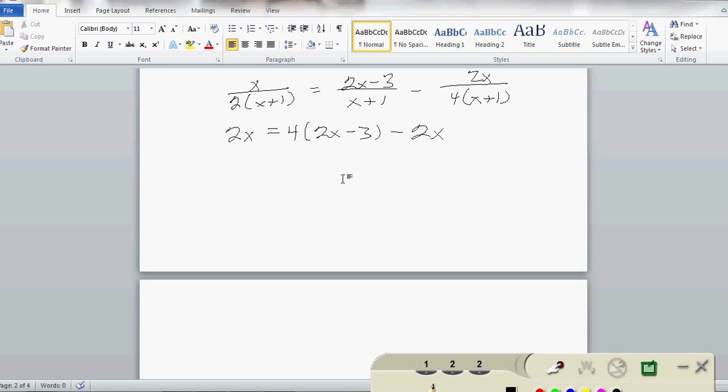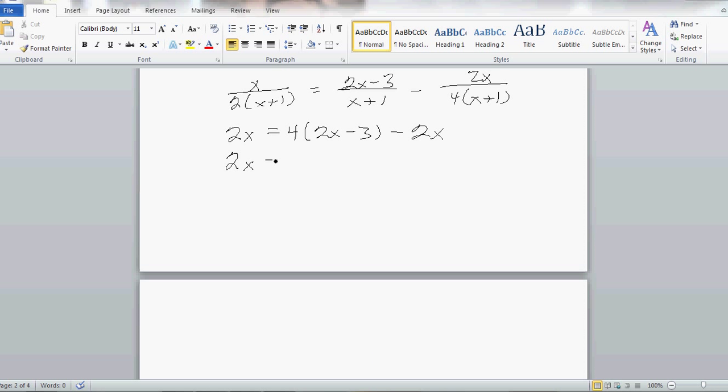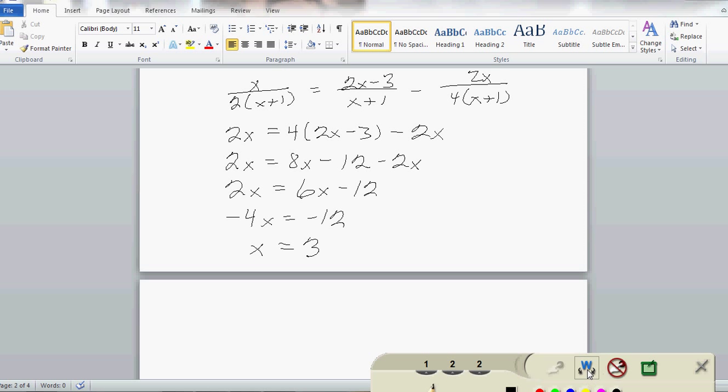First thing I will do is distribute this 4. So we get 2x equals 8x minus 12 minus 2x. Combine these two like terms there. 2x equals 6x minus 12. Subtract 6x from both sides. Makes negative 4x equals negative 12. And then divide both sides by negative 4. So x equals 3. We will continue the rest in the next video.